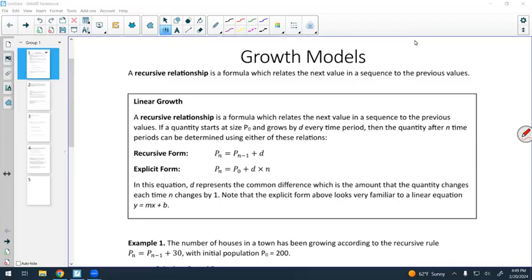Okay, today we're going to start the growth models chapter. Now remember, this is from the Math and Society book. Now we're going to start with linear growth.